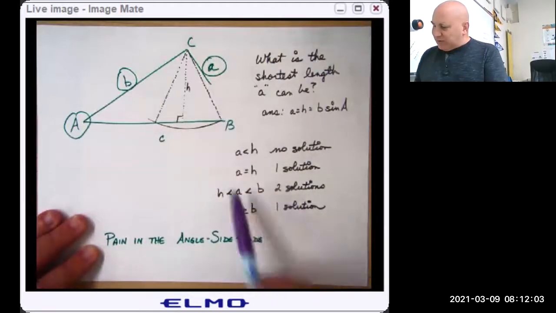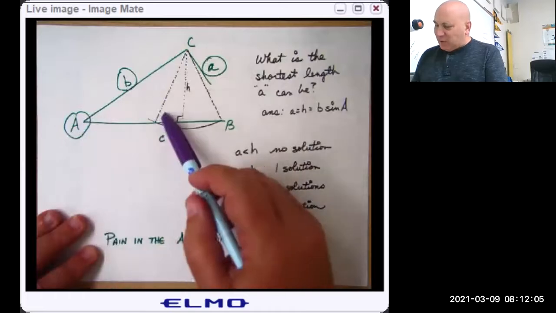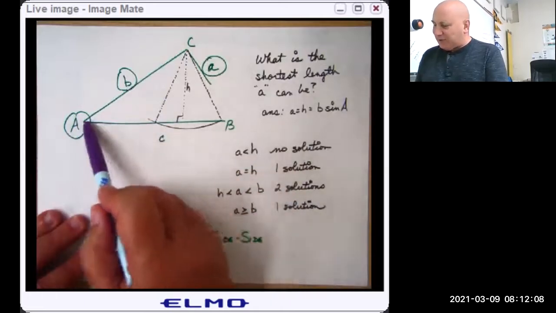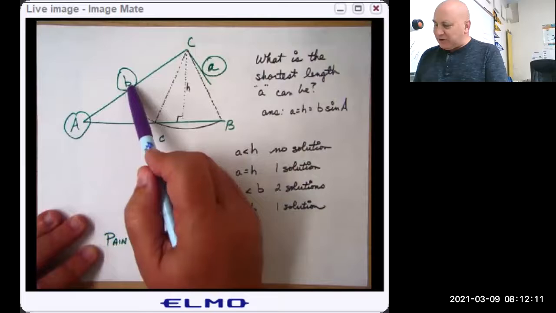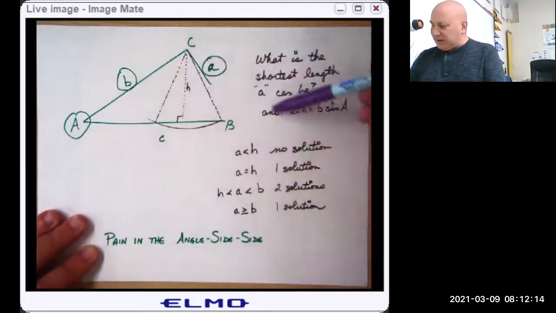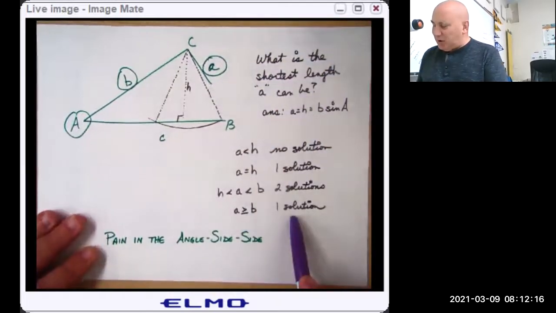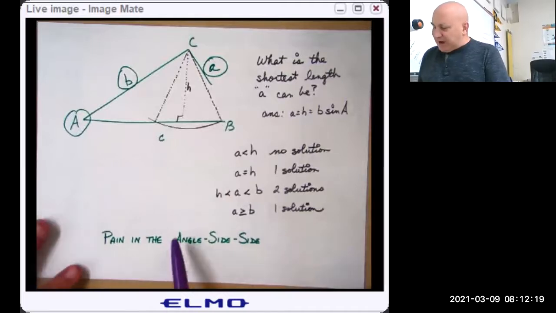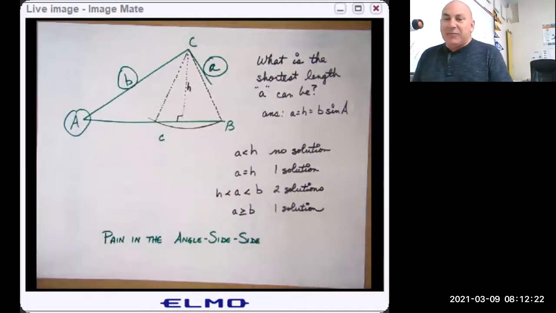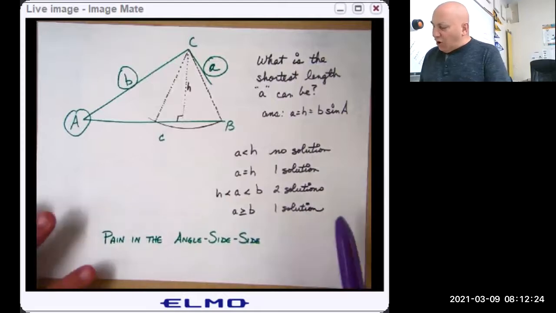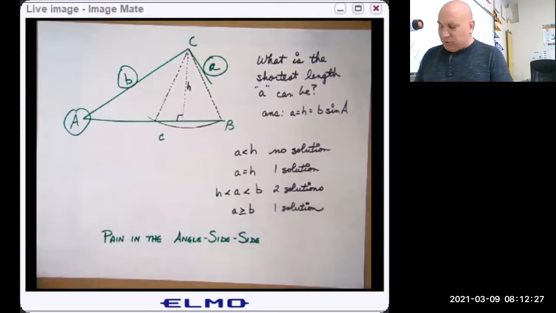And then if A is greater than or equal to B, well, there's no way it could touch out here if it's greater than or equal to this. So the only thing it could do would be to come out here, and there would be only one solution. So whenever you have angle side side, my recommendation to you is always assume there are two solutions and try to find them both. And if there's only one solution or no solutions, things will turn out yucky, like you'll get a sine of an angle greater than 1, and you know that can't happen.